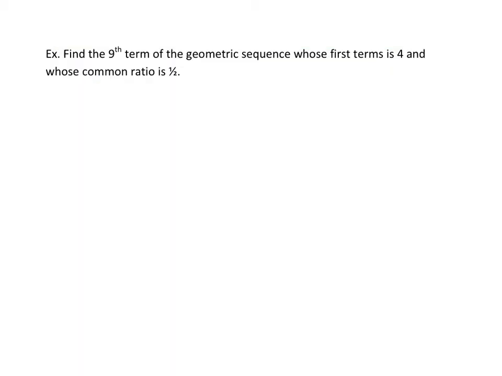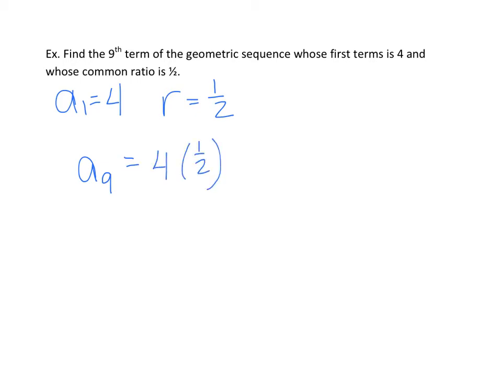Find the 9th term of a geometric sequence whose first term is 4. Common ratio is a half. So a sub 9, if I'm looking for the 9th term, equals 4 times r to the n minus 1, n being 9 since I'm looking for the 9th term. 4 times 1/2 to the 8th power. And probably want it as a fraction if you can get to fractions. 1/64.